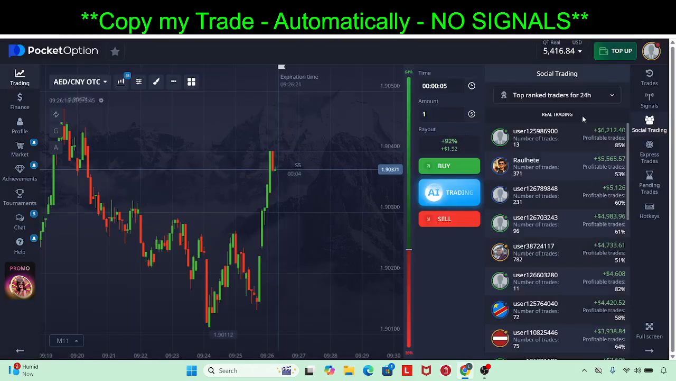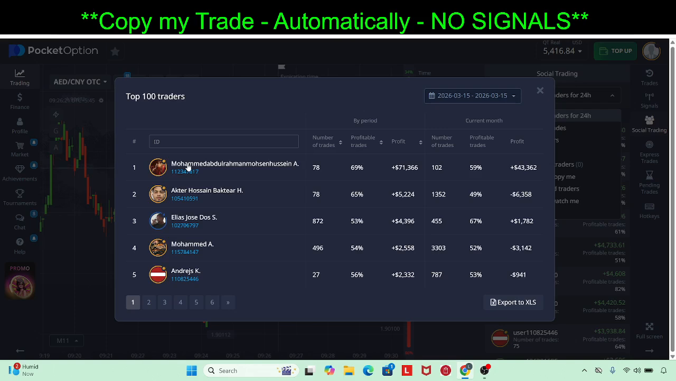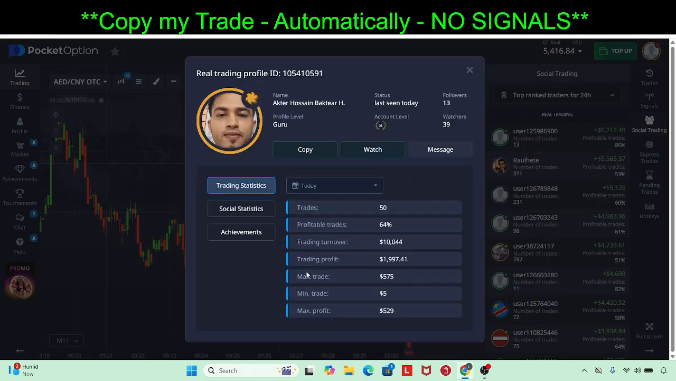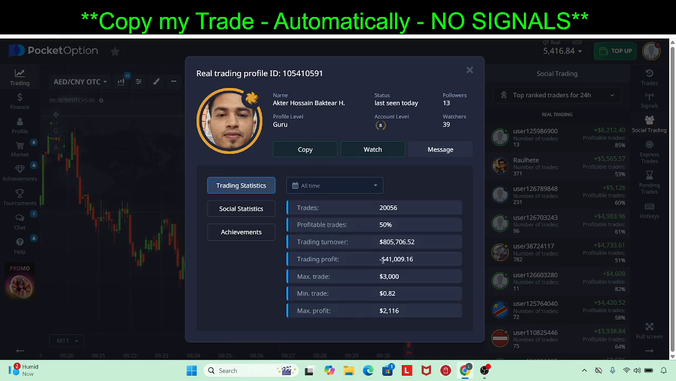Altogether, if I show you the top 100 traders, let's see this trader: trading profit is $1,997, max trade amount is $575, minimum trade amount is $5. Yesterday there was no trade. In all time he is in minus $41,000, and in that time his maximum trade amount was $3,000 and minimum trade amount was, I think, $1. There is no such $0.80 trade.